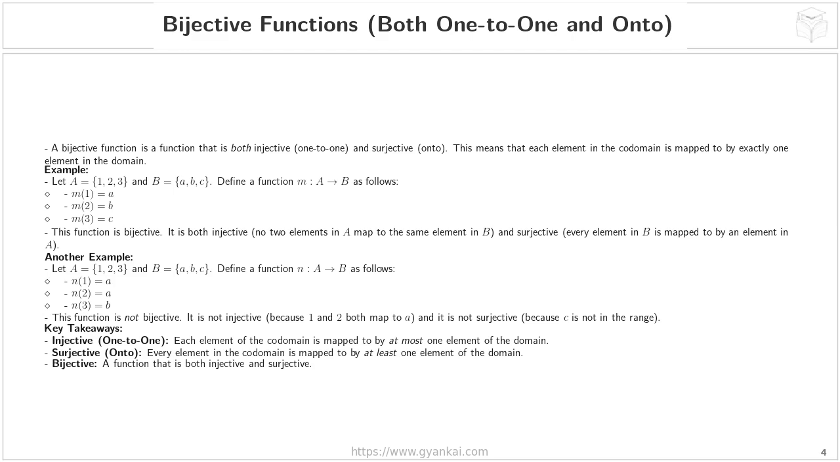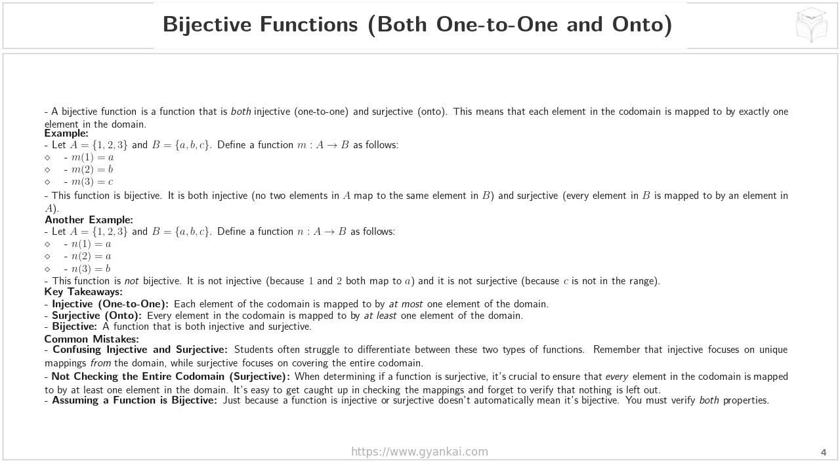Now, at the bottom of the slide, we have a quick recap of the key takeaways. Injective means at most one, surjective means at least one, and bijective means both. Finally, let's quickly go over some common mistakes students make. It's easy to get injective and surjective mixed up, so remember the focus of each. Injectivity is about unique mappings from the domain, and surjectivity is about covering the entire codomain. Also, don't assume a function is bijective just because it's injective or surjective. You must check both properties.